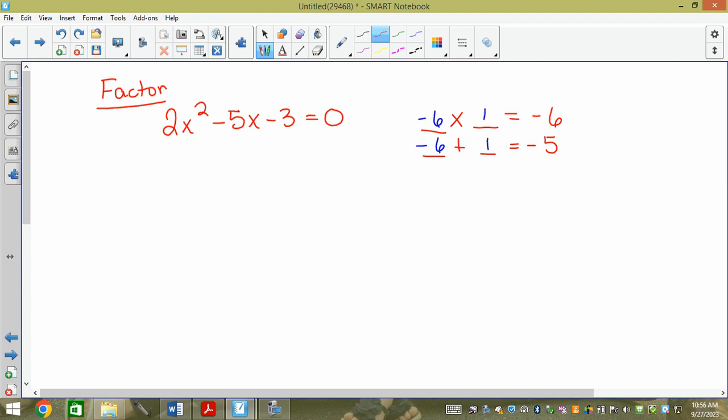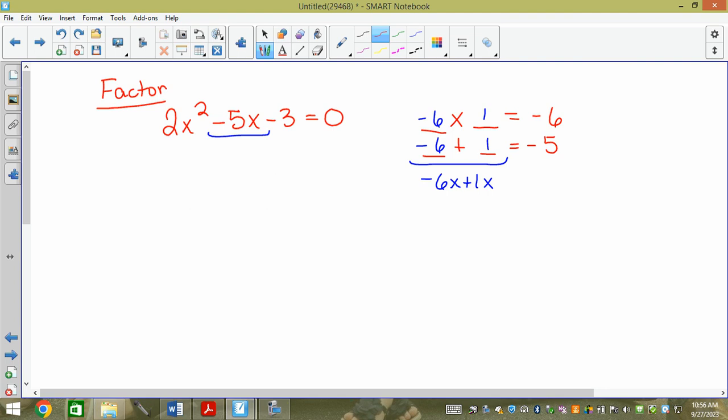Negative 6 times 1, negative 6. Negative 6 plus 1 equals negative 5. And now we're trying to replace this with this, right? Because negative 5x is the same as negative 6x plus 1x. So we can take the negative 5x out, throw it away, and replace it with that. It's the same thing.